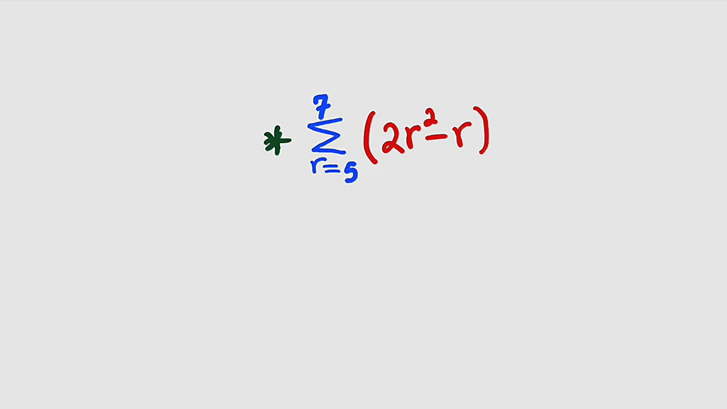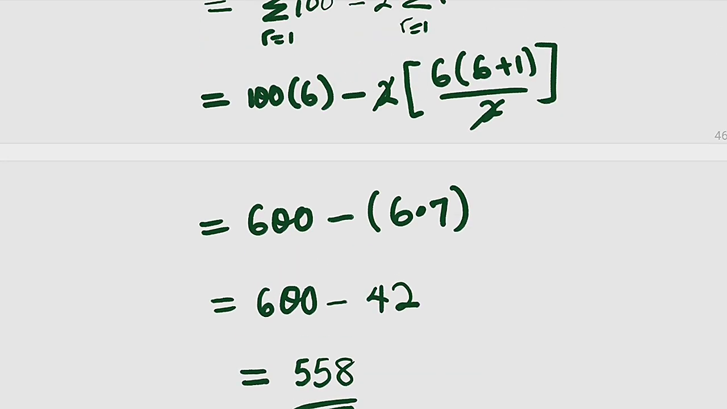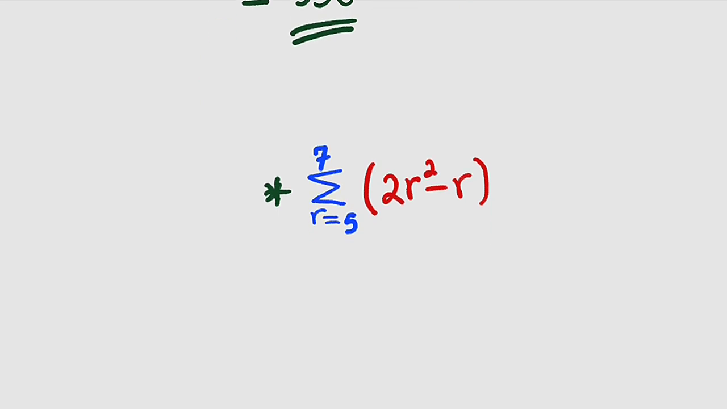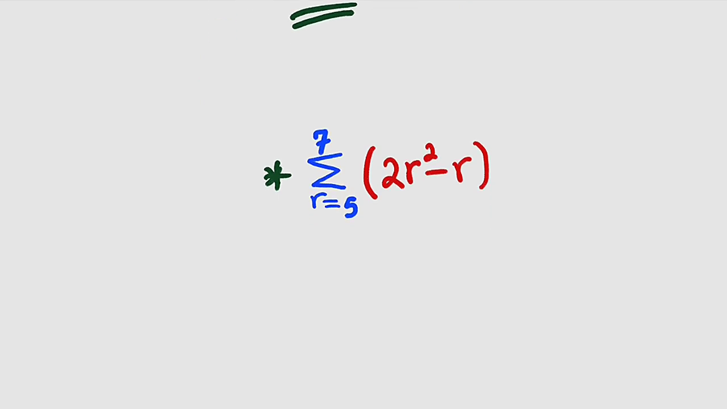All right, here is our second problem. We would like to evaluate the summation of 2r squared minus r, for which this time around r begins with 5 and stops at 7. In our previous example, you can see that r begins with 1. So we have a different case here. You have to be very careful because all the formulas we have are for a situation where r begins with 1 and stops at a certain number. So we have to evaluate this into such a format.